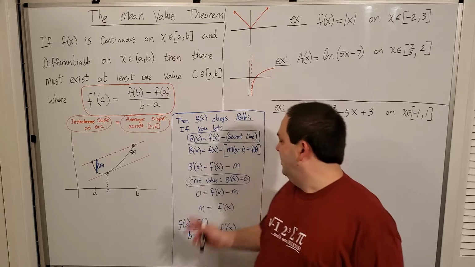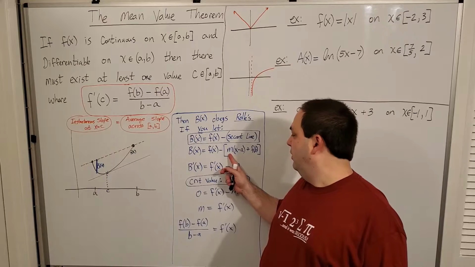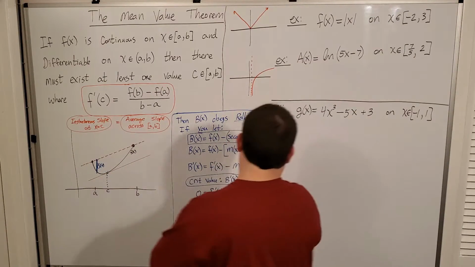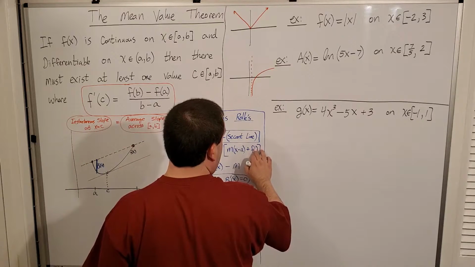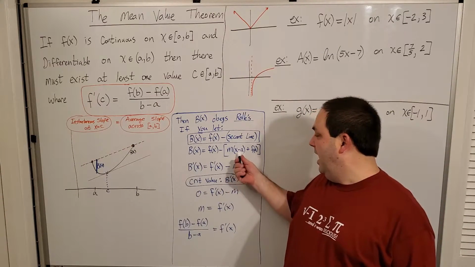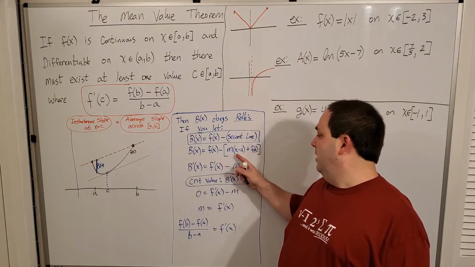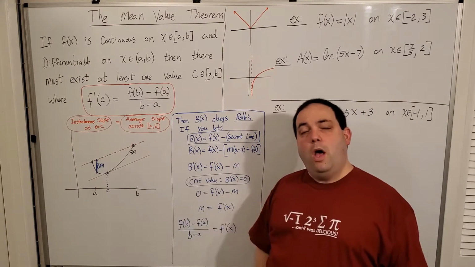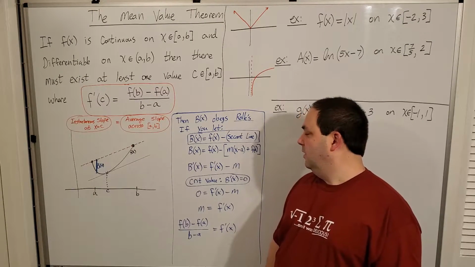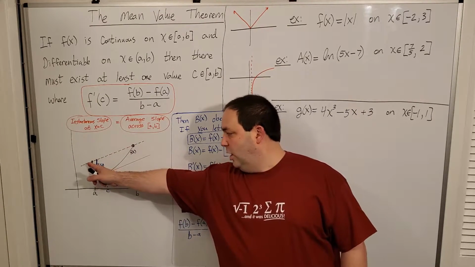Well, the secant line is just the average slope, I'll use m for now for average slope, times x minus a, plus f of a. Because it's just a line that goes through the point a comma f of a, and therefore the secant line is just m times x minus a plus the y. That's just using your point slope formula to create the equation of a line.